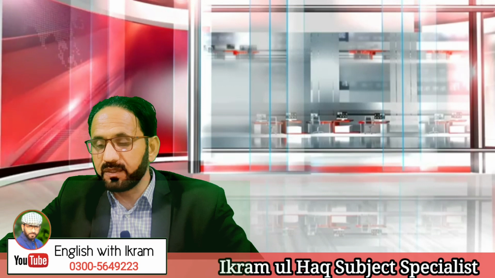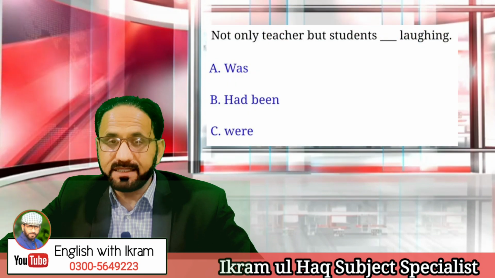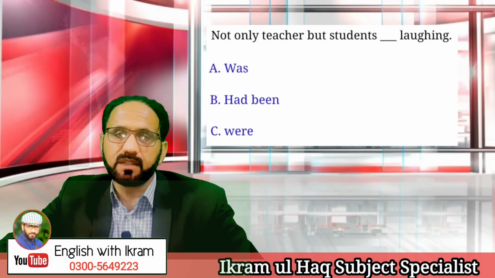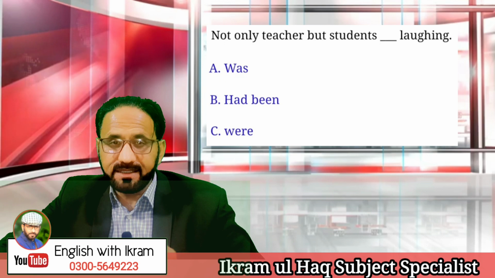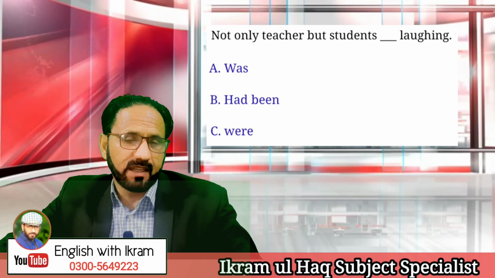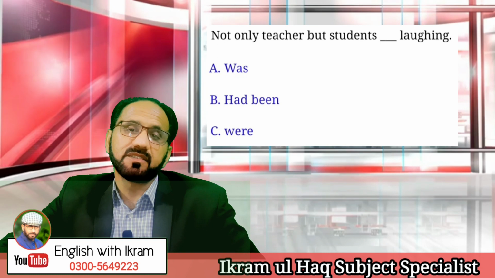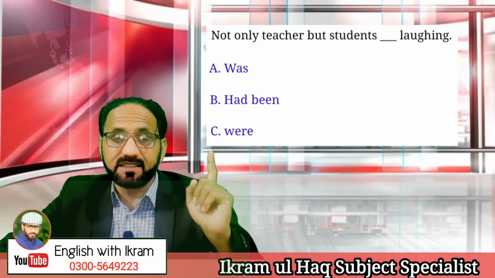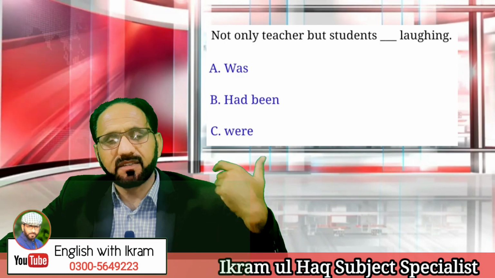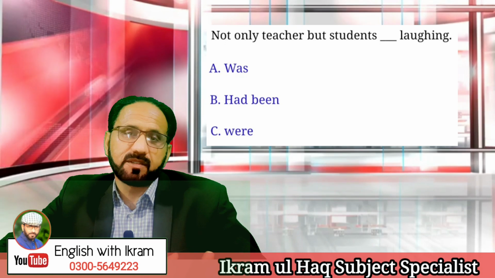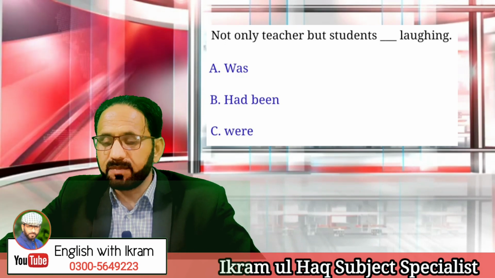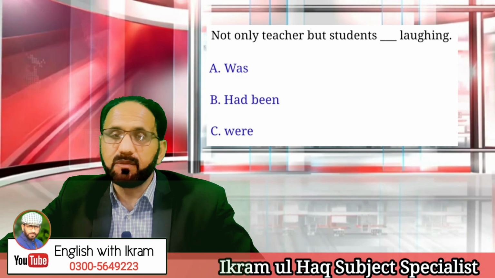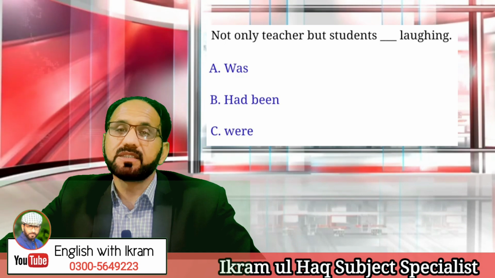Not only teacher but students dash laughing: was laughing, had been laughing, or were laughing. So here when we are talking about an action that was in progress at some time in the past without any reference to that particular point of the past, that is past continuous tense. So here it will be not only teachers but students, plural. So here it will be were. Not only teacher but students were laughing.